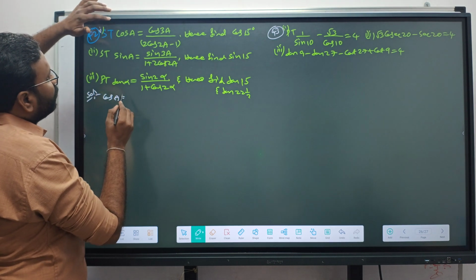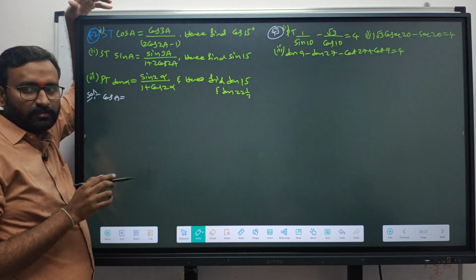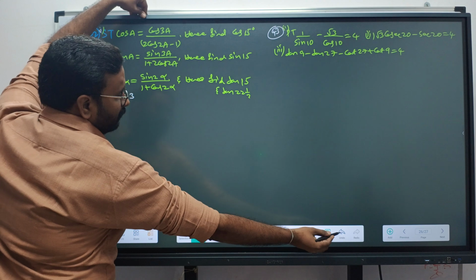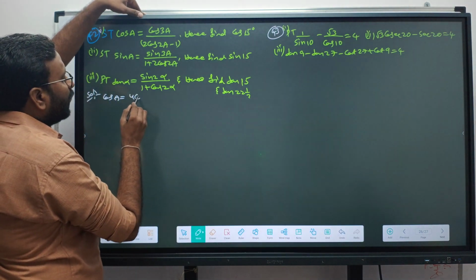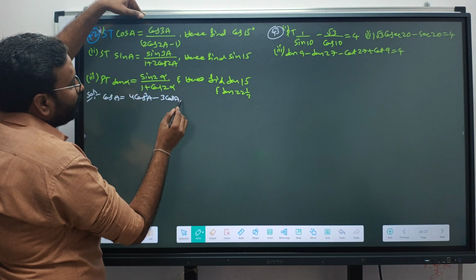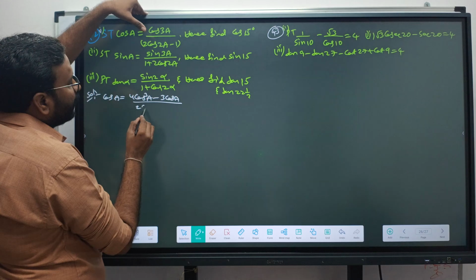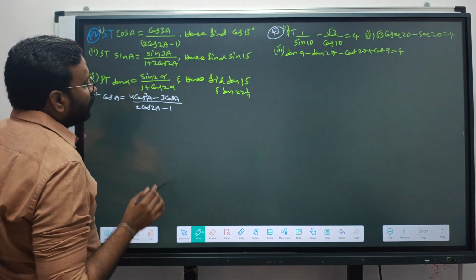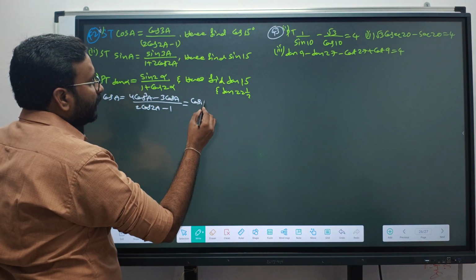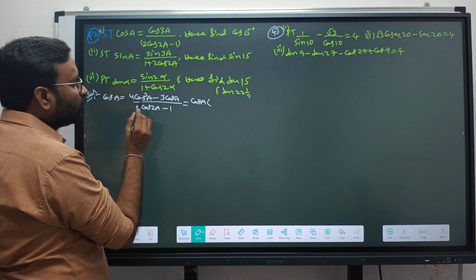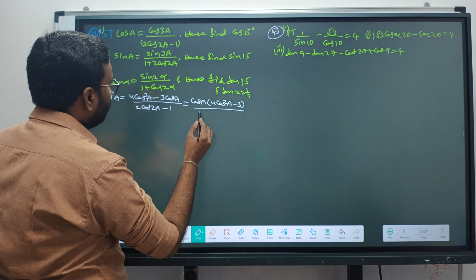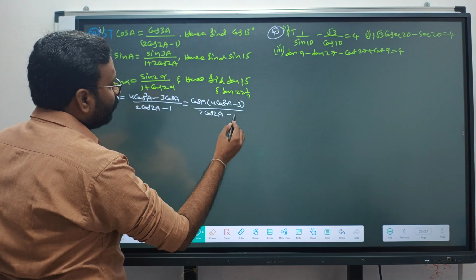Cos 3A by 2 cos 2A minus 1 is equal to cos A. This we have to prove, LHS equal to RHS. Cos 3 theta formula: 4 cos cube A minus 3 cos A, divided by 2 cos 2A minus 1. What can we take common from the numerator? Cos A into 4 cos square A minus 3, by 2 cos 2A minus 1.